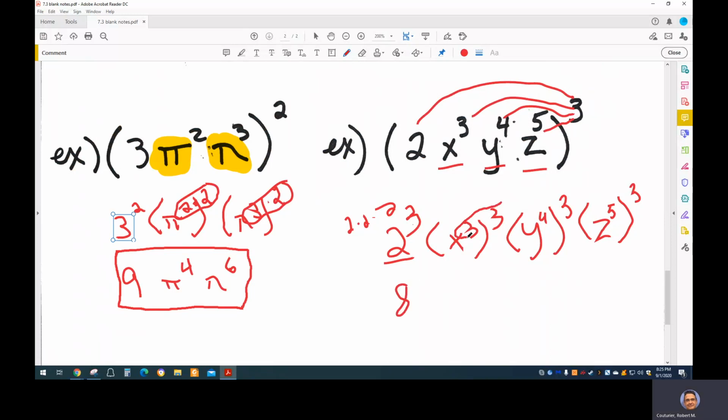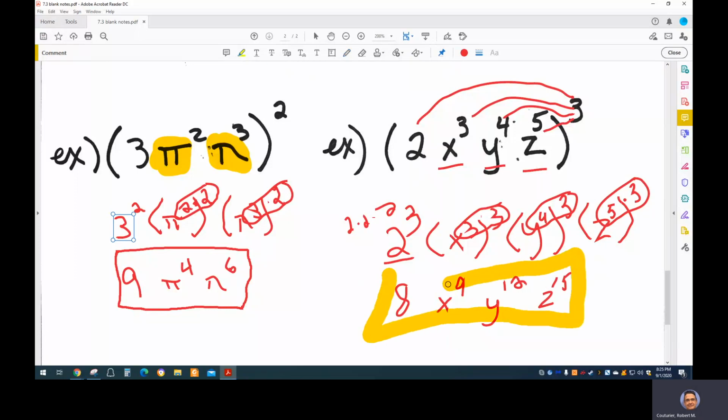This one here, again, the base stays the same. We're going to multiply these two exponents. Last one, z, our base stays the same. And then we multiply these exponents. So 5 times 3 is 15. And just like that, we have finished this last problem.